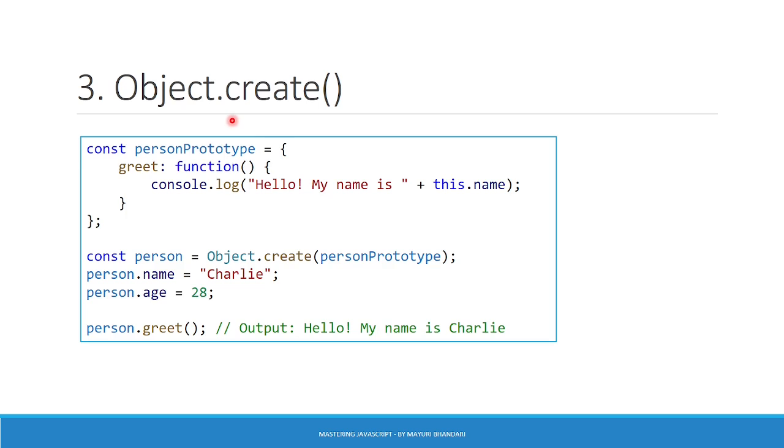Another powerful way to create objects is using Object.create. This method allows us to create a new object with specified prototype. Here we define a person prototype object that has a greet method. Then we create new person object using Object.create function which inherits from person prototype. This is particularly useful when working with object inheritance. Let us run this and see what happens.